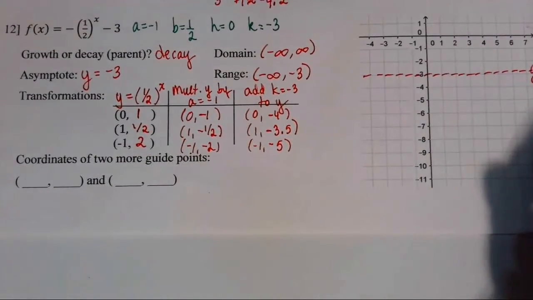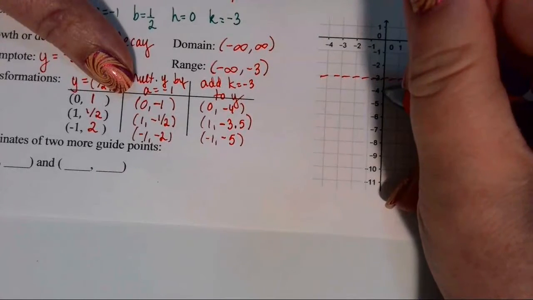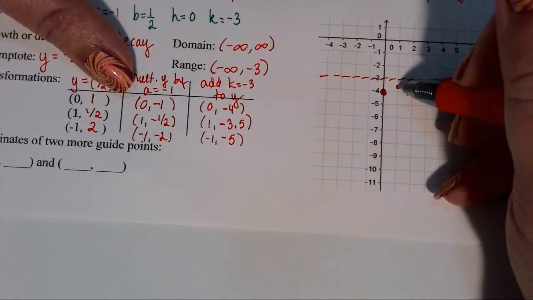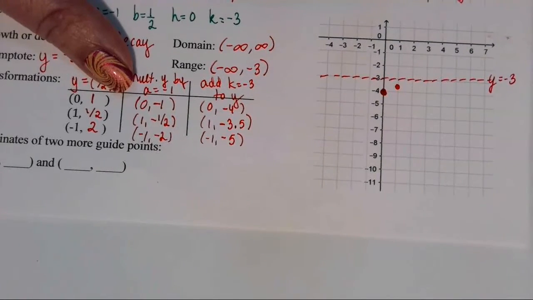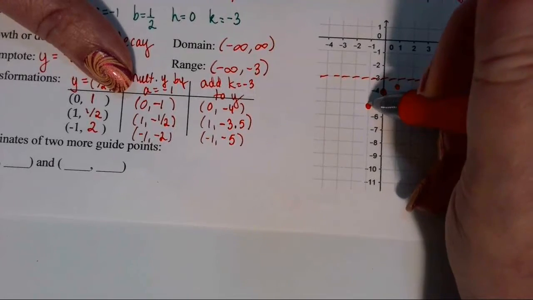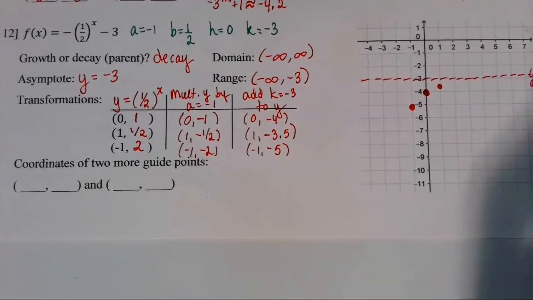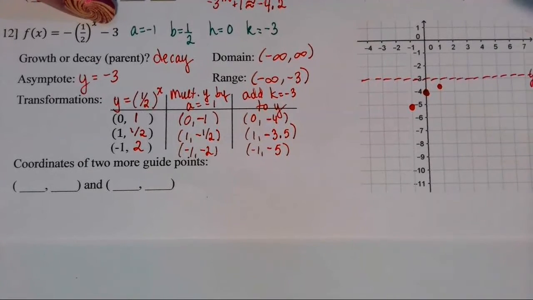-1/2 plus -3 is -3.5, and then -2 plus -3 is -5. So we'll plot those points then on the coordinate plane: (0, -4) for the y-intercept, (1, -3.5), right? We can see that approaching that horizontal asymptote, and then (-1, -5). Okay, then I'm going to pick 2 more values for x that I can put into the equation to find some more guide points.